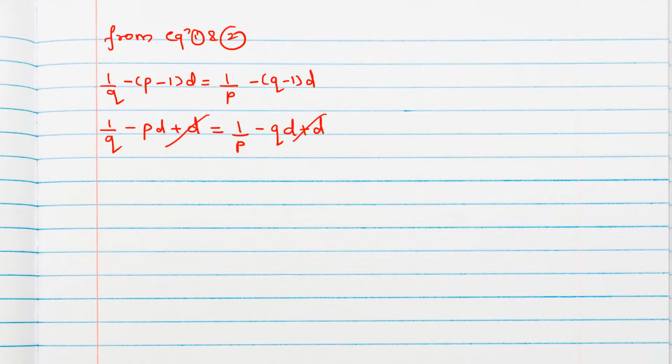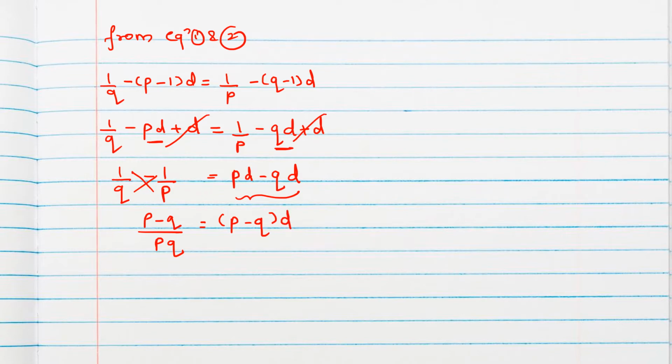Here d is the variable, and d we can find. So this 1 by P we have to shift: 1 by Q minus 1 by P, and this pd will go to that side, equals pd minus qd. Now cross multiply this side: P minus Q by PQ, and here we can take d common. Taking d common, we get (p minus q), so this bracket also you can cancel. So d will be 1 by PQ.